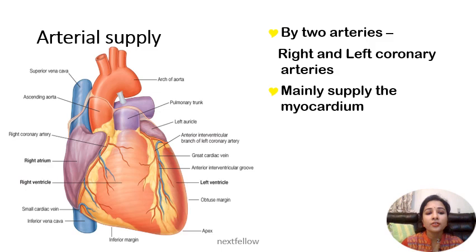So here in this image we can see the two coronary arteries which are arising from the aorta supplying the heart. We can see the right coronary artery very well appreciated, the left which is partially seen, and immediately it divides into two branches.